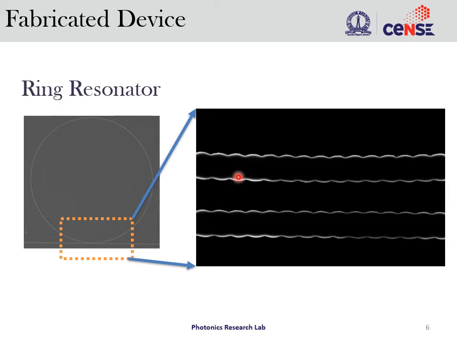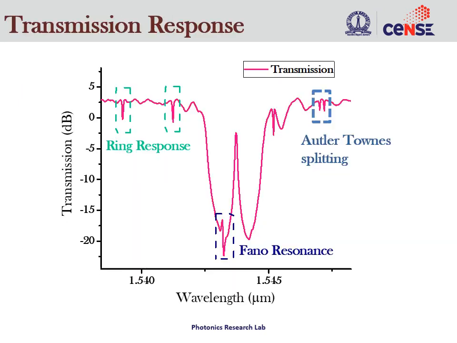So after that, we fabricated our device. This is the corrugated ring coupled to our corrugated bus waveguide, and this is a zoomed in image. So the characterization is done through the tunable laser. So here is the transmission response of our fabricated device. At 1540 nanometer, we can see a ring response, which is very typical, and at around 1543, we are getting Fano resonance. And apart from the ring response and Fano resonance, we are also having mode splitting happening because of the degeneracy of the ring.